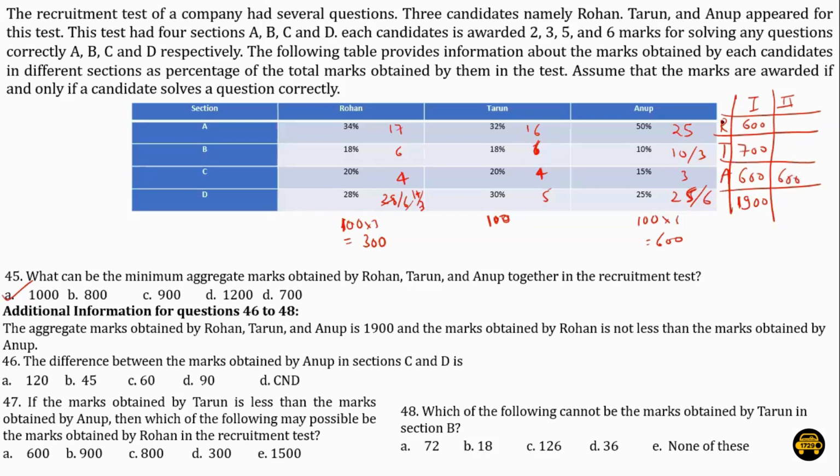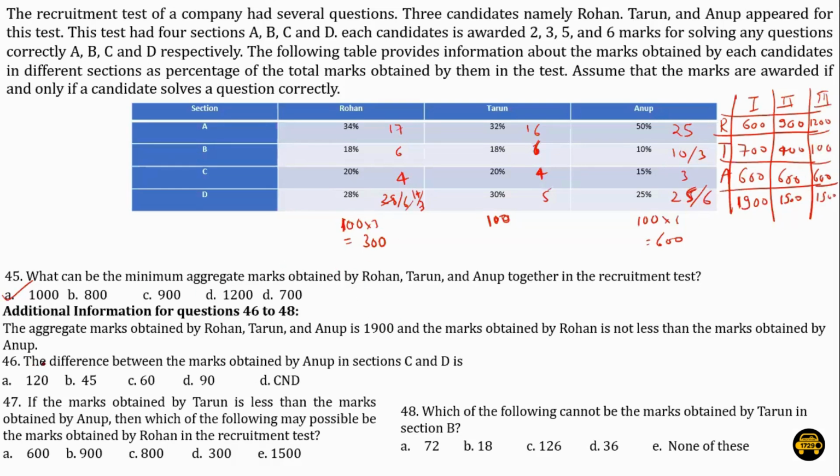Now we can increase marks of Rohan, because Rohan was getting equal to or more than Anoop. He cannot score less than Anoop. So next possible score for Rohan can be 900, and in this case Tarun's score will become 400, and total will be 1900. Now again, case 3, Anoop will be getting 600, and we can again increase the score of Rohan by 300, so it will become 1200, and in this case Tarun will get 100. So these are the 3 possible cases on the basis of the additional information.